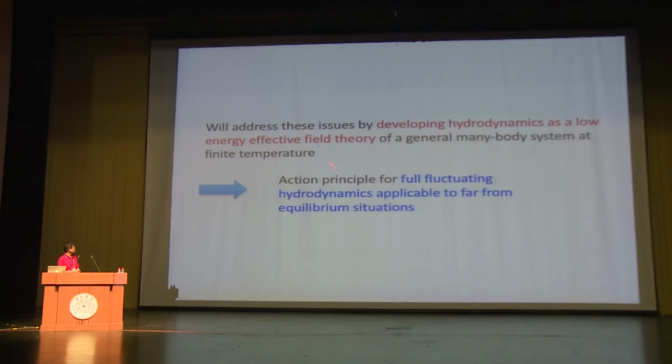We will address these issues by developing hydrodynamics as a low-energy effective field theory of a general many-body system at a finite temperature. It's just like we write down the theory of the pion just based on spontaneous symmetry breaking. Here we will write down a low-energy effective theory just based on the conserved quantities. An immediate consequence is that this leads to an action principle for the full fluctuating hydrodynamics, which is applicable to far-from-equilibrium situations, so that we can address, say, the problem of the phase transition in the Rayleigh-Benard problem.